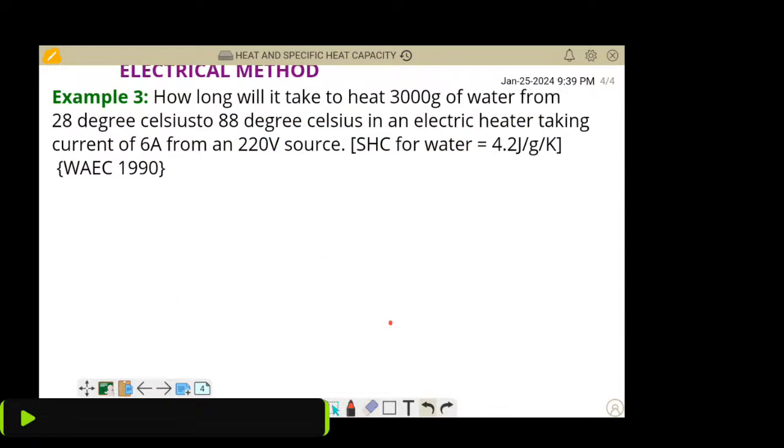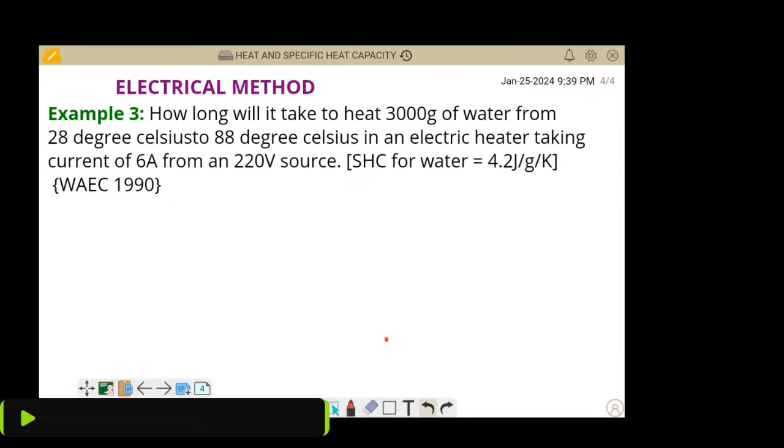In the question, we are to determine how long it will take to heat 3,000 grams of water from 28 degrees Celsius to 88 degrees Celsius in an electrical heater taking current of 6 ampere from a 220 voltage source. Okay, now how do we go about this? Let's quickly write out our parameters.